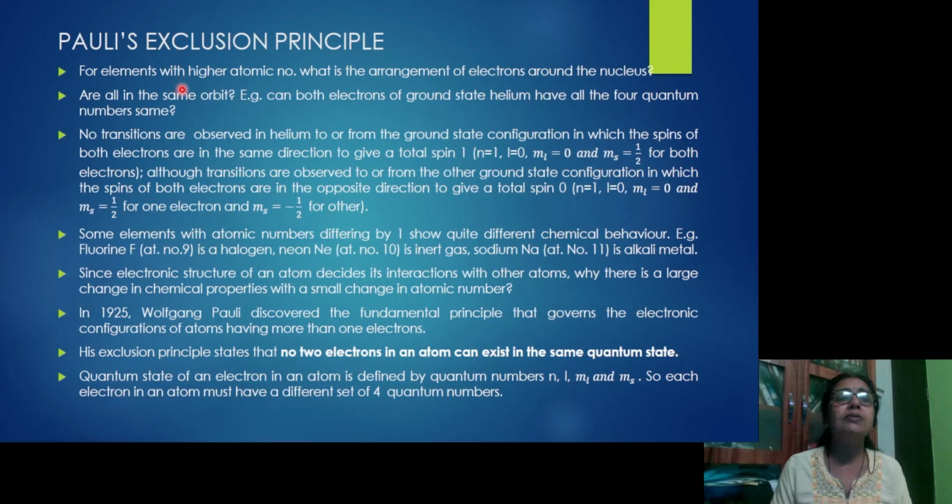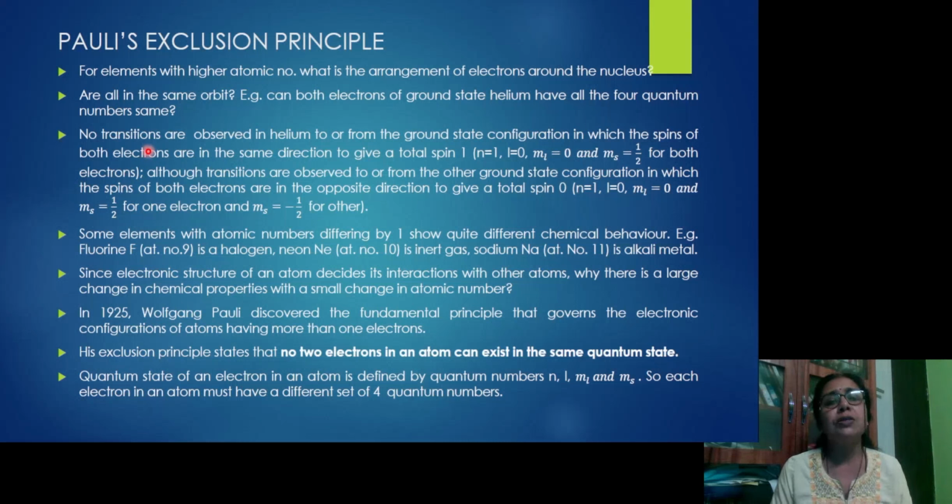So, for elements with higher atomic number, what is the arrangement of electrons around the nucleus? That is, what is the electronic configuration of elements with higher atomic number? Are all in the same orbit? For example, can both the electrons of ground state helium have all 4 quantum numbers the same? The answers to these questions were found by using Pauli's exclusion principle.